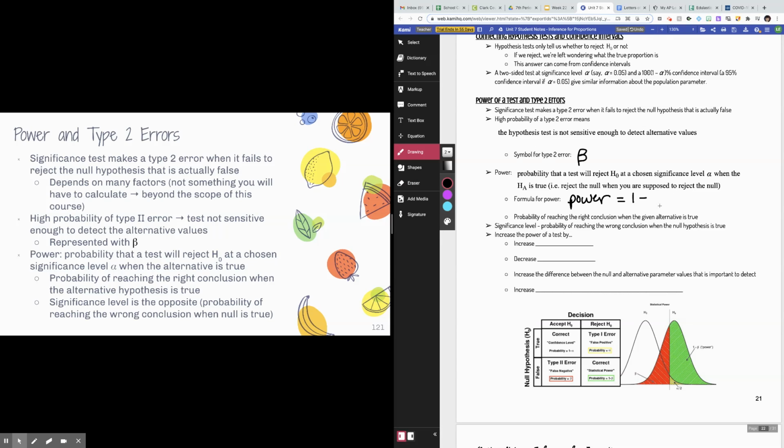Okay, so power is 1 minus beta, right? Or 1 minus the probability of a type 2 error. Okay, so if you want to increase your power, you need to lower your probability of a type 2 error. Okay, so low type 2 error means high power.